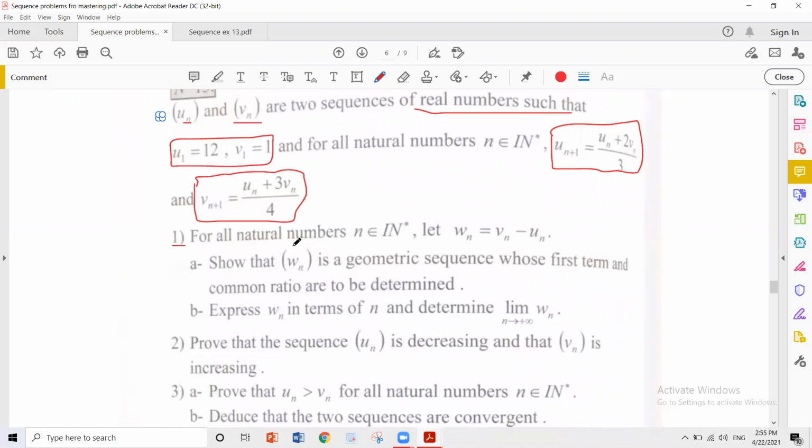Part 1. Let Wn equal Vn minus Un. Show that Wn is a geometric sequence whose first term and common ratio are to be determined. How to prove a geometric sequence? Yes, Haikaz, how to prove a geometric sequence?